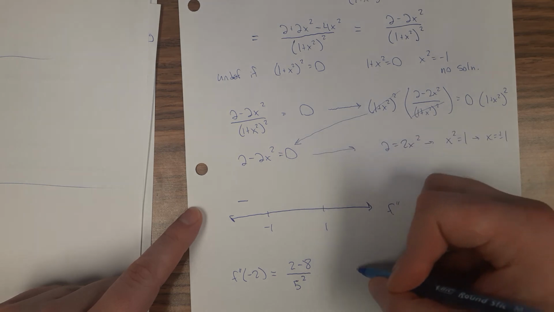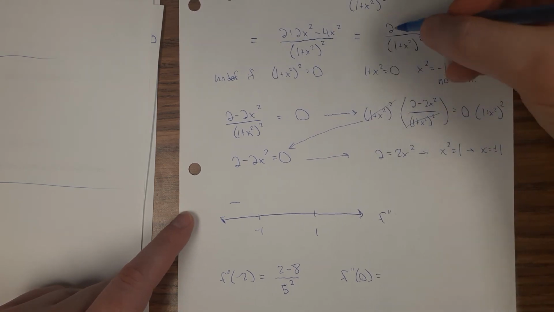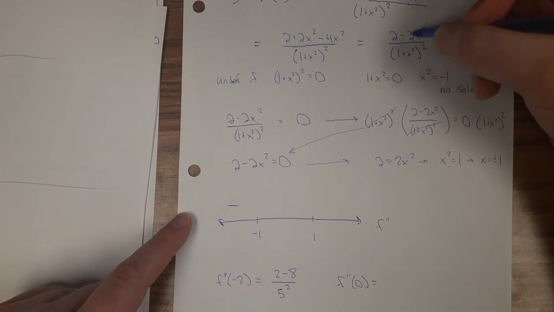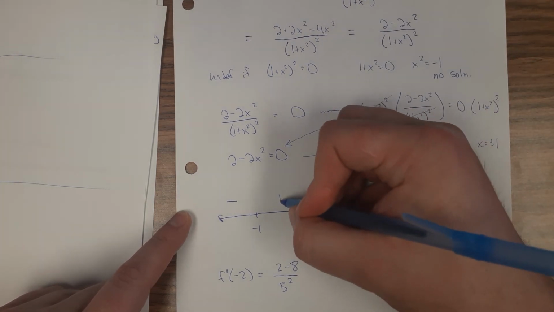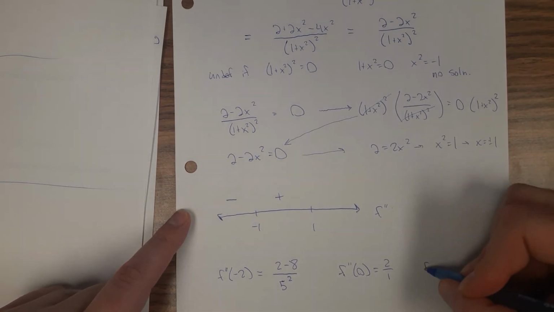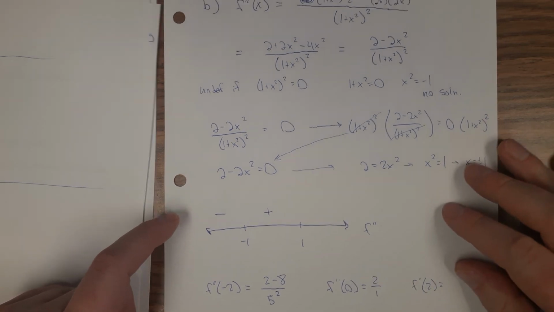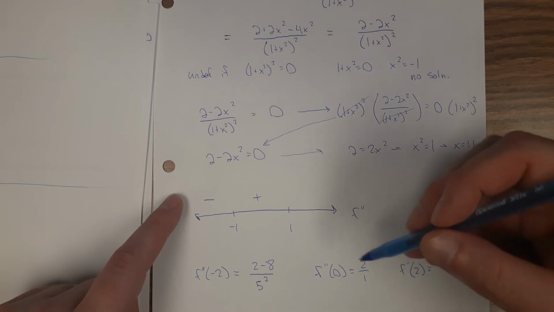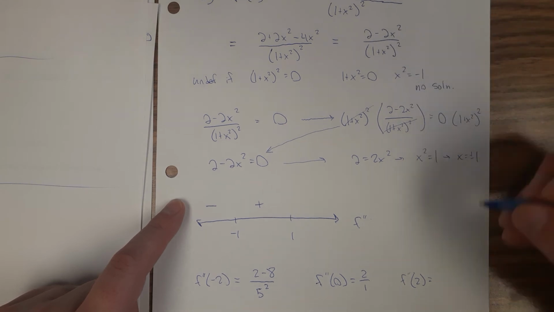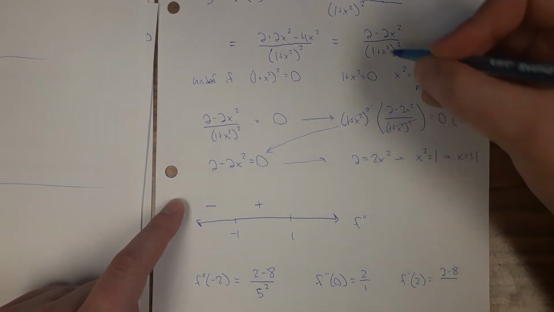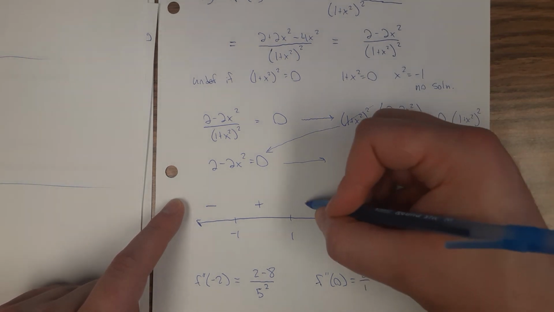For this one, let's plug in 0 because we can. This should be easy. I'm going to get just 2 on the top and just 1 on the bottom. So that's positive. And then over here, why don't we do f double prime of 2? And actually, f double prime of 2, I think that's going to be the same as plugging in negative 2, right? Because I get 2 minus 2 times 4, so it's 2 minus 8 over 1 plus 4 squared, so 5 squared. And sure enough, this is the same thing I was getting. This is a negative number again.